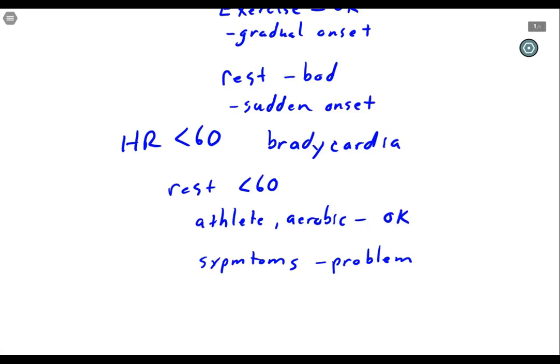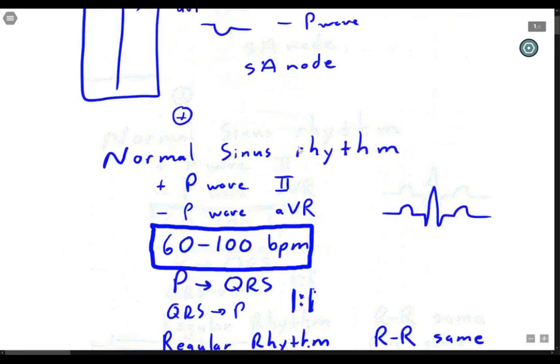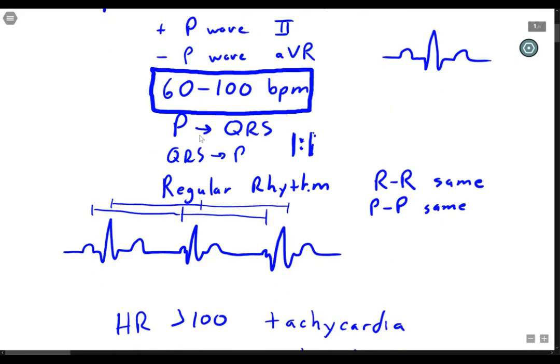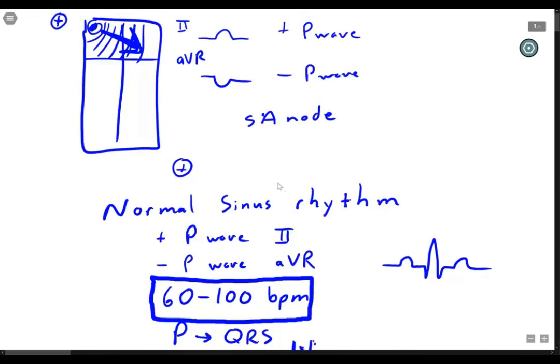So these could be considered sinus rhythms. But again, in order for it to be sinus, the P wave should be upright in lead 2 and negative in AVR. The rate is generally 60 to 100 at rest. One P for every QRS, one QRS for every P wave, with a very regular rhythm. And that will give you confidence that these depolarizations are starting from the SA node.